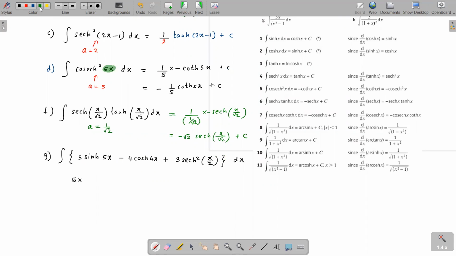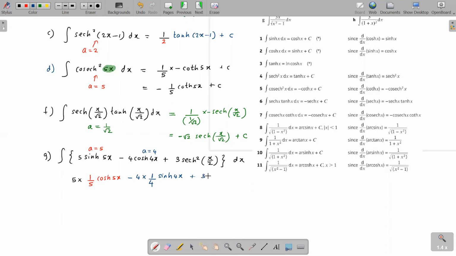When you integrate sine 5x, what is the a value? In this case, the a value is 5, so 1 over 5. Sine integration is minus cos, and don't forget it's 5x, and because it's 5x, I put 1 over 5 in front. Here, minus 4 times cos 4x means what? The a value is 4. So 1 over a means 1 over 4. Cos integration is sine, and don't forget the 4x. It's not just x, it's 4x. Cos 4x, so it should be sin 4x.